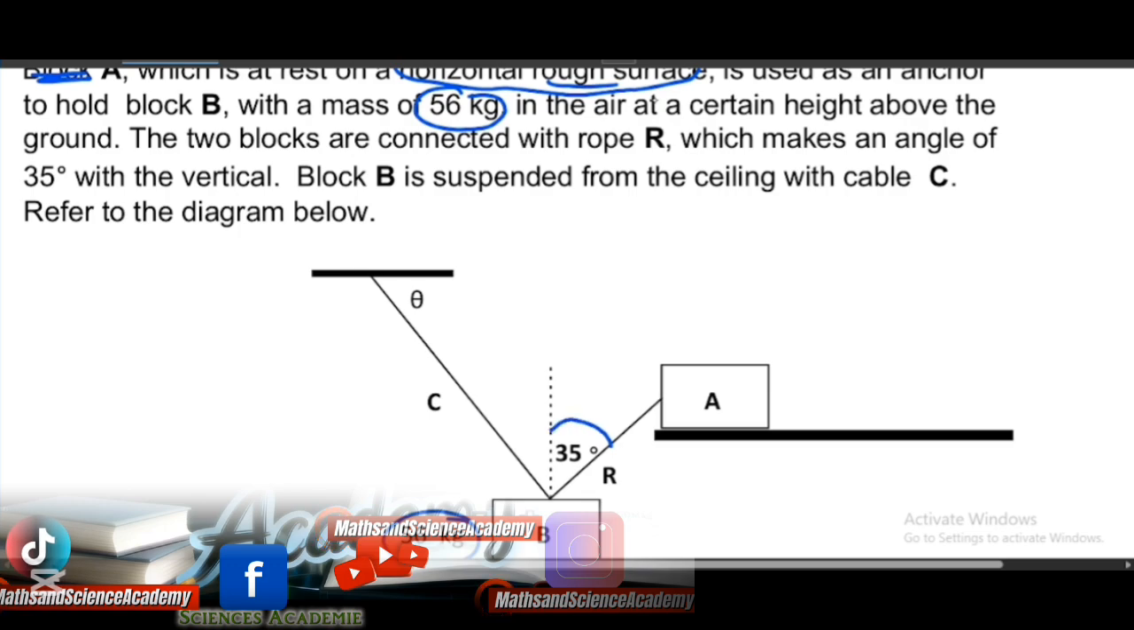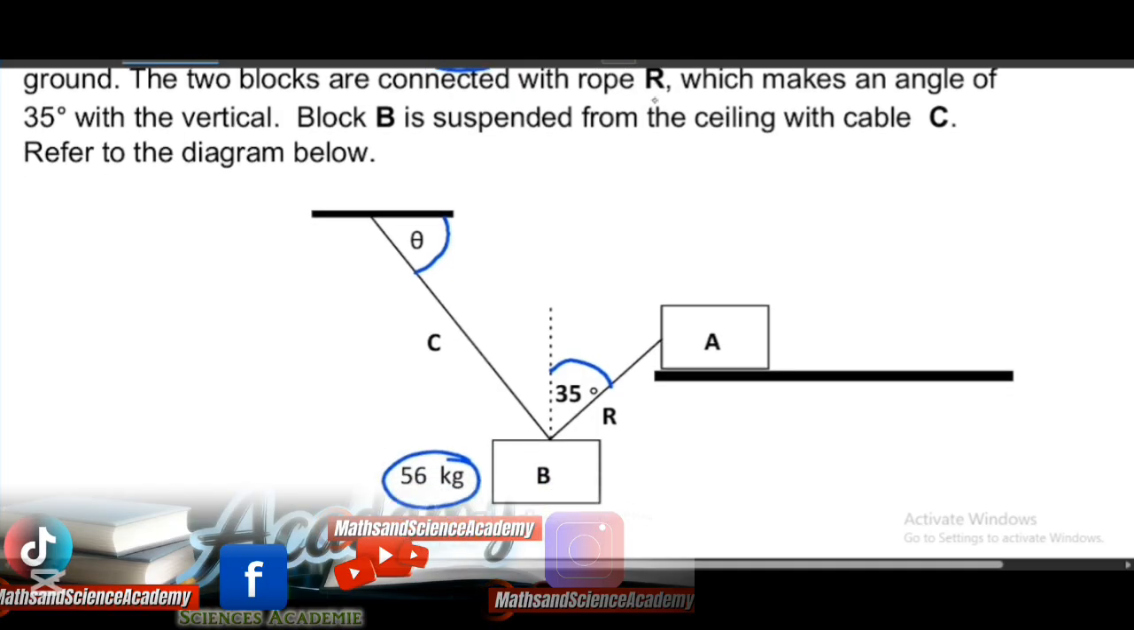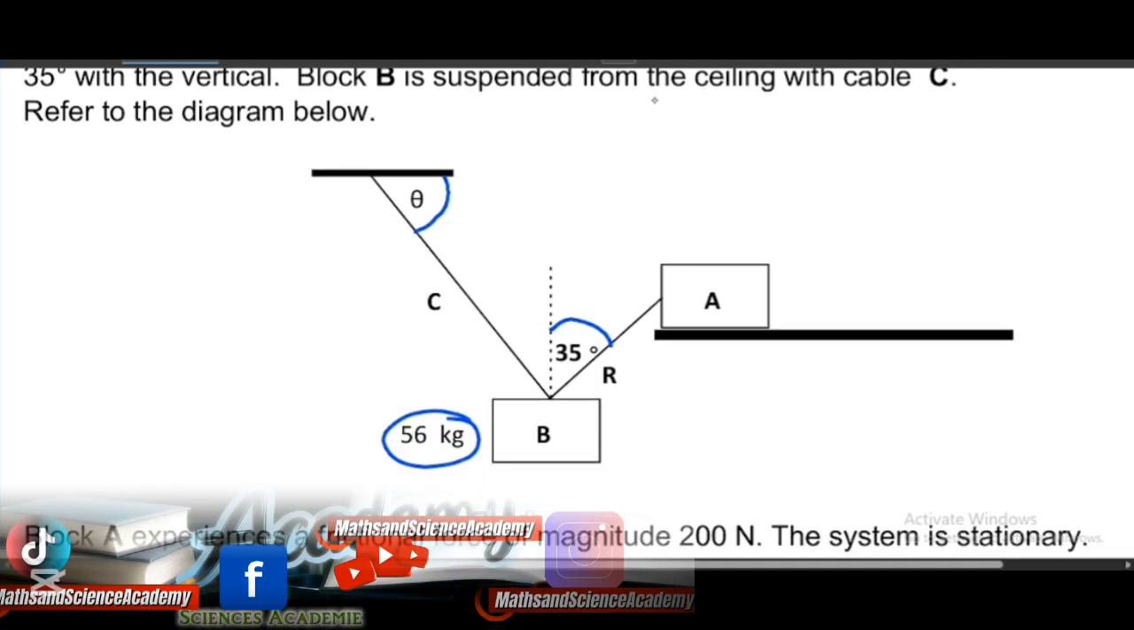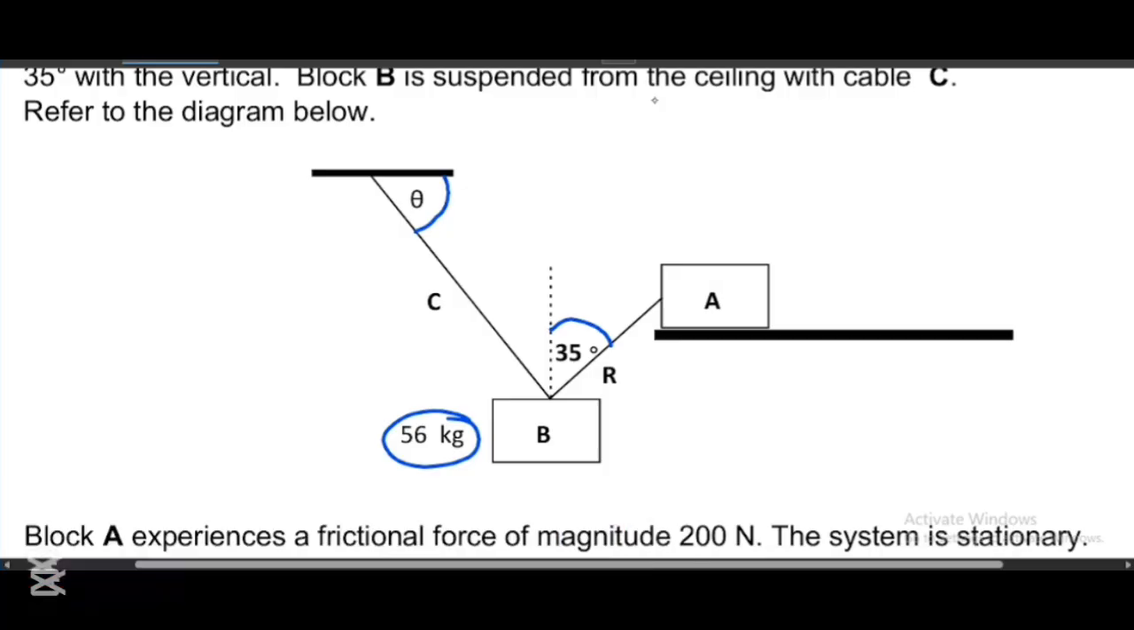This cable here makes this angle of 35 degrees with the vertical axis, and block B is suspended from the ceiling with cable C. We can see that this cable C makes this angle theta from the ceiling, or from the horizontal axis of the ceiling. Block B is also stationary, at a state of rest too. Hence block A is also not moving, right? If block A was moving in this direction, block B would eventually go downwards, down to the ground.